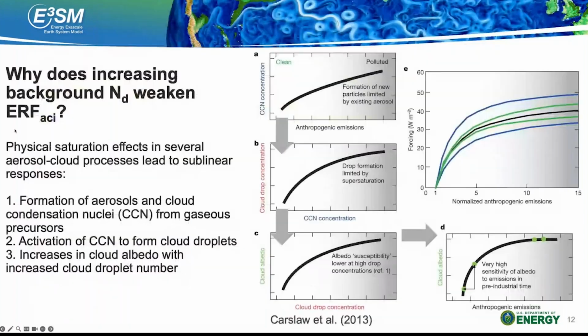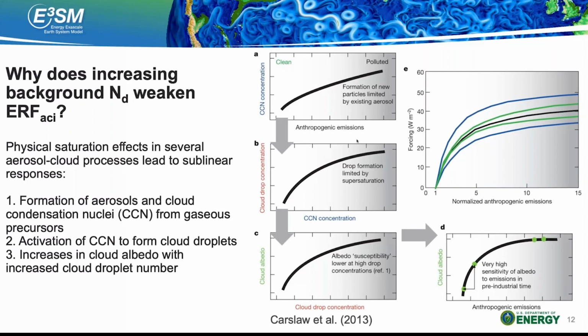So I want to talk a little bit more, since the two largest single parameter changes impacting ERF are the minimum droplet number limiter and the increase to background DMS, so background CCN. I want to talk a little bit more about why it is that increasing the background ND weakens ERF ACI.